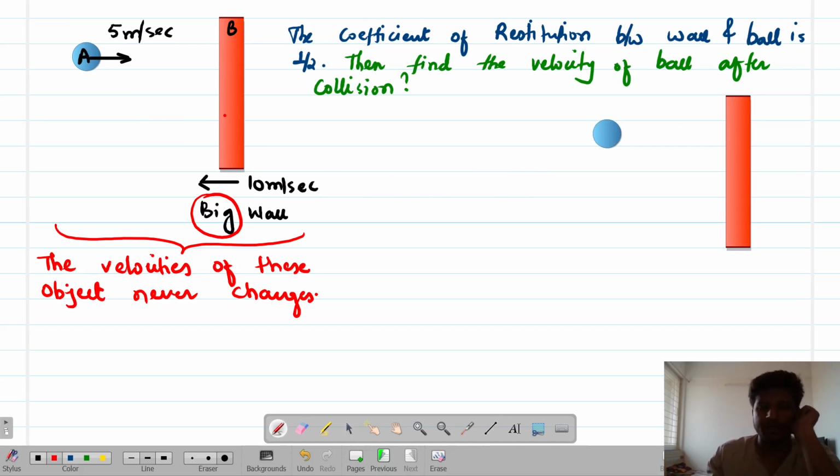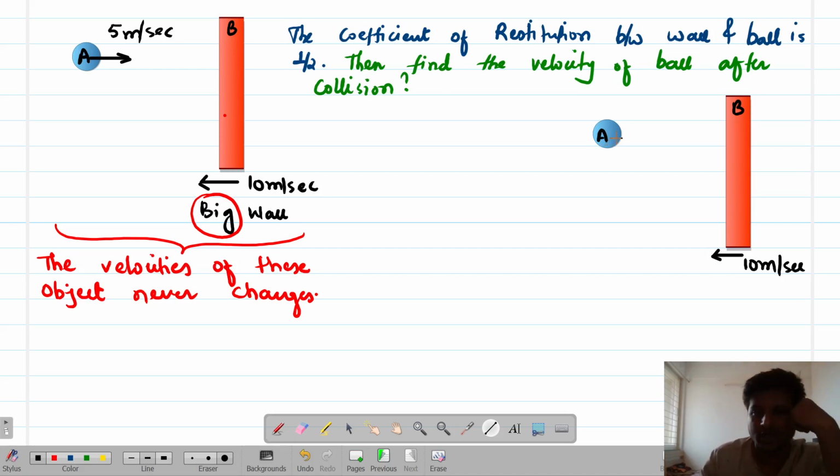So once again, I'll mark it. If this is B, this is A. So one thing is done here. Minus 20. No, do it once again. Think about the case. The wall velocity never changes, which is 10 meter per second, isn't it? But this ball A, what about this ball A?